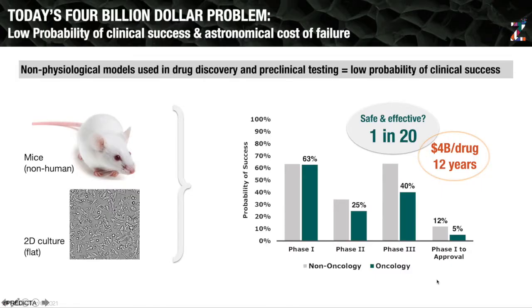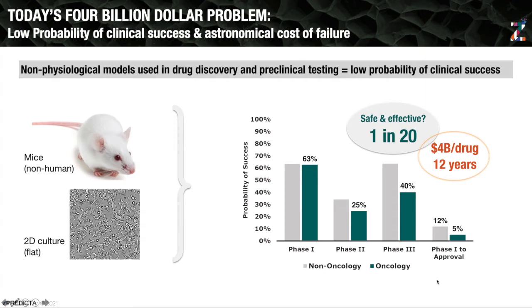So the real problem today in drug development resides in the lack of correct models to truly predict how a particular compound is going to respond in the clinic. We're using mice, which don't have human physiology, and 2D culture systems that don't have the real architecture of the tissue, growing cells flat on a plastic surface.